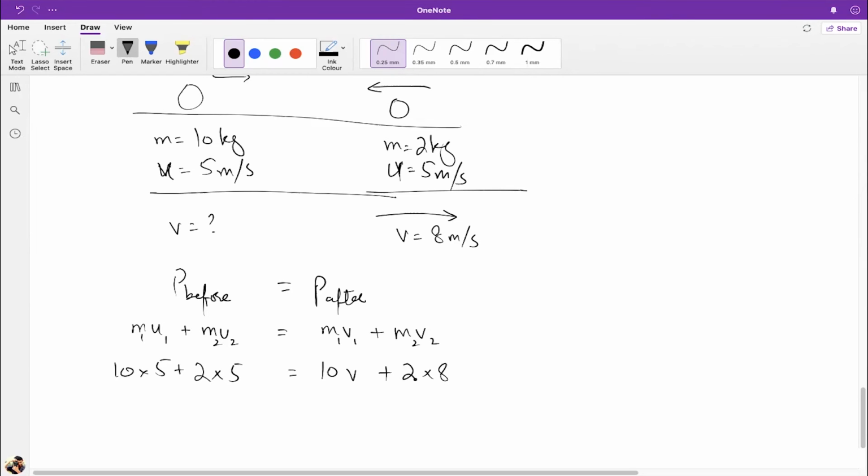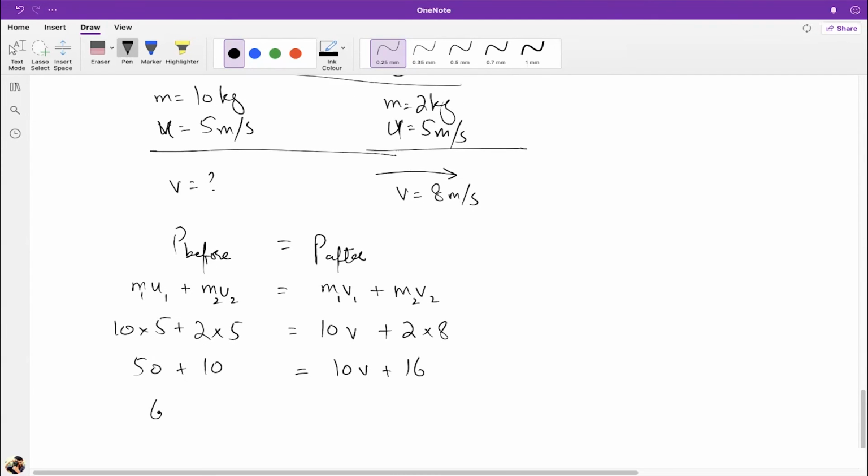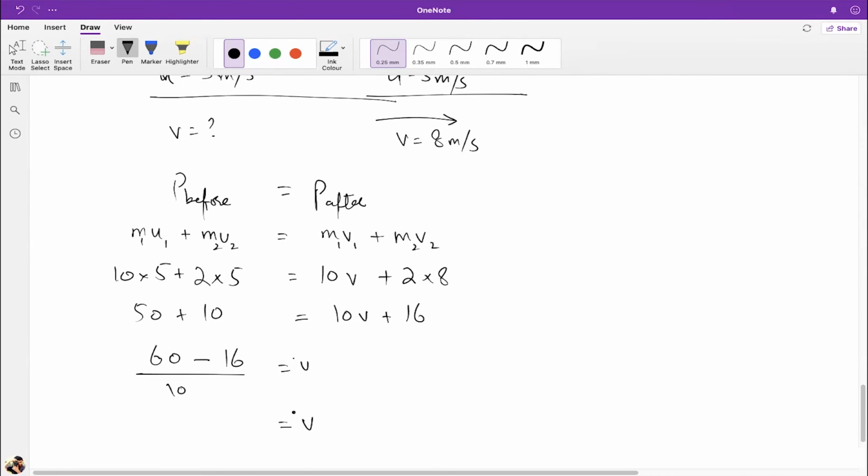We are assuming the ball didn't break. So it is exactly 2 kgs afterwards. So now this is going to be 50 plus 10, and this one is going to be 10v plus 16. So now if you subtract it, this is 60 minus 16 divided by 10, which is the velocity. So the velocity of this bigger ball after it hits it is going to be, what is 60 minus 16? 44, so 4.4 meters per second.